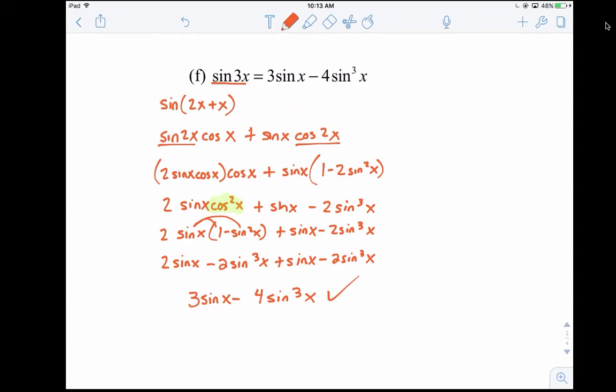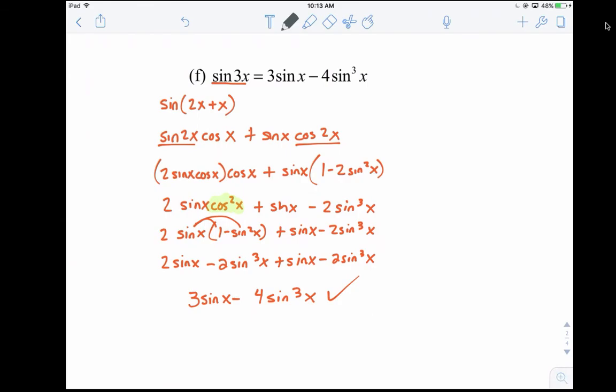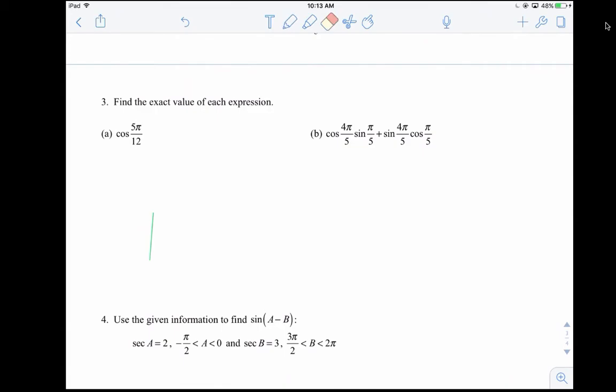Alright, so again, when you're doing proofs, make sure you take your time and figure out exactly what works. Sometimes the first way that you do it doesn't always work. The second doesn't always work, right? So there's always multiple ways that you can do them. So okay, moving on to the next one.